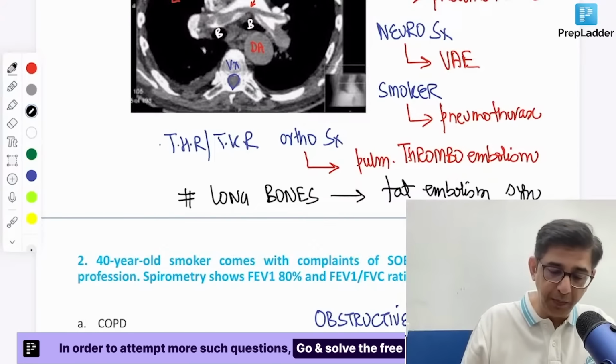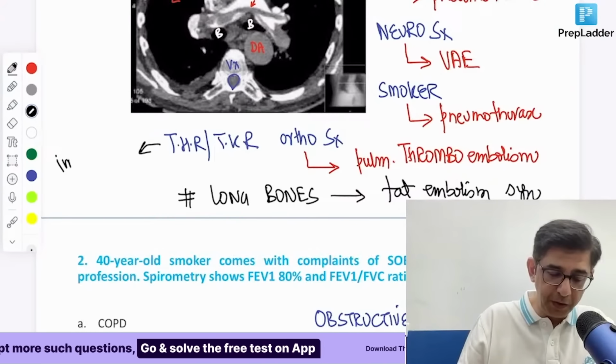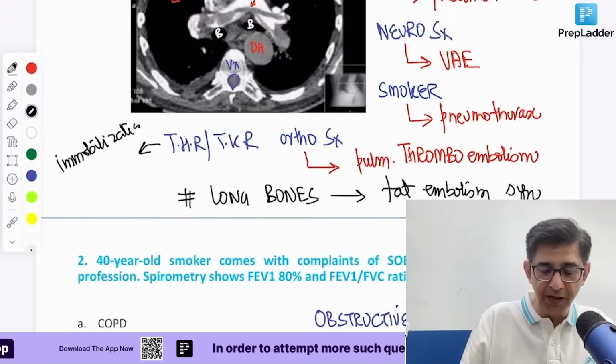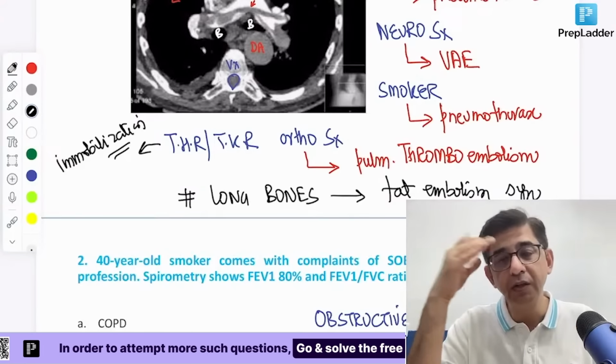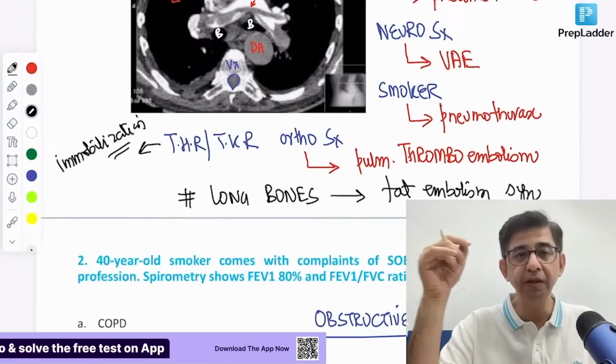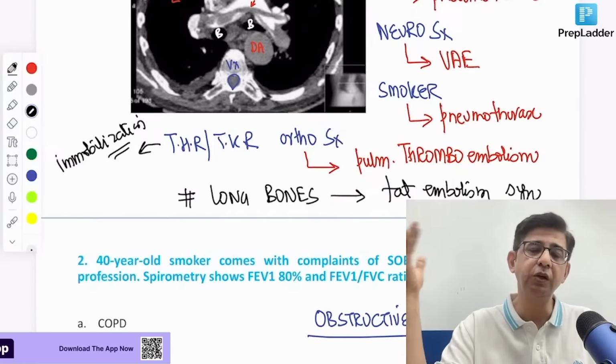After this operation, after total hip replacement and total knee replacement, the patient will be lying in the bed now. There is the immobilization that is happening, and because of this immobilization, there would be deep vein thrombosis and the clots will go.